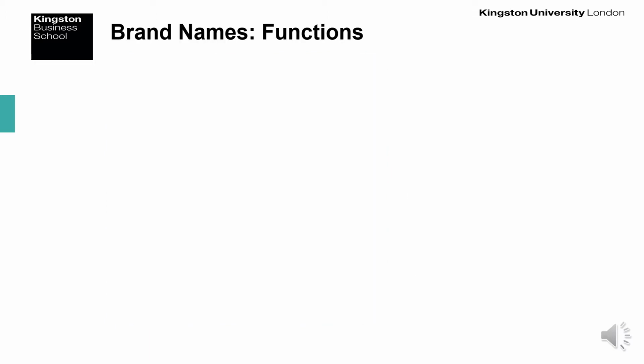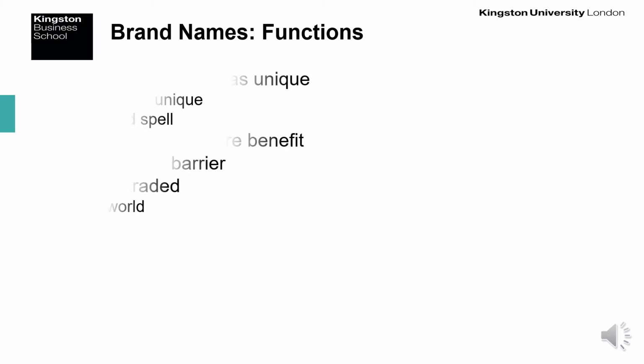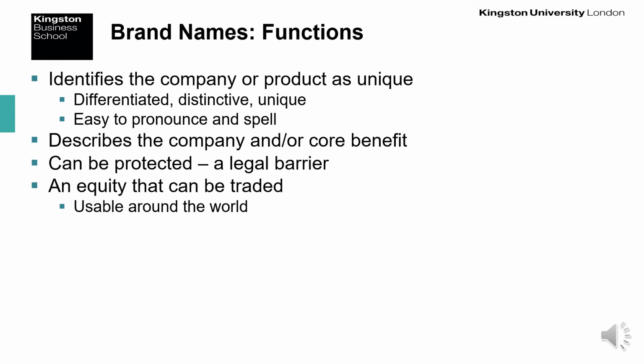Let's think a bit more now about this all-important brand name and the functions that the brand name performs. As I said already, the primary function of a brand name is to identify the company. It may be a corporate brand like British Airways or American Airlines or BNP Paribas or HSBC. So it identifies the company or an individual product like Andrex toilet tissue as unique. Nobody else has that name. So it is differentiated from all the others in the market. It's distinctive. It stands out.